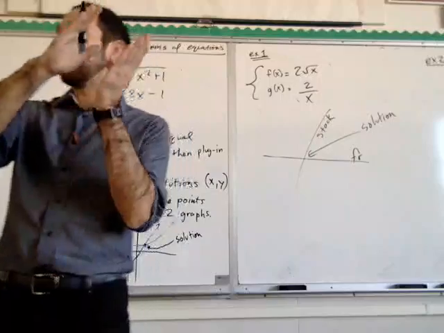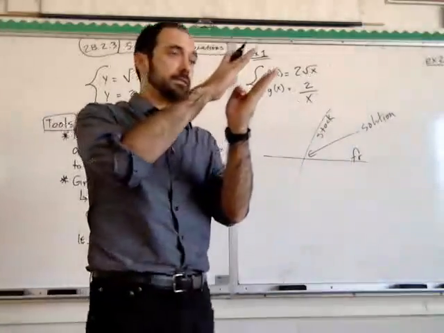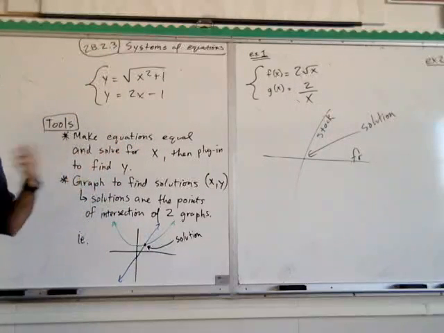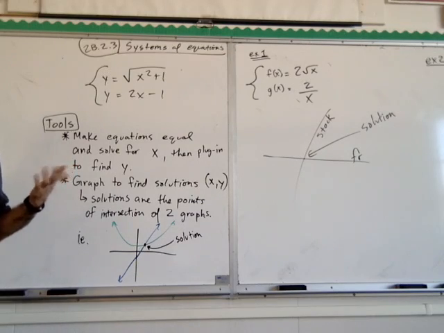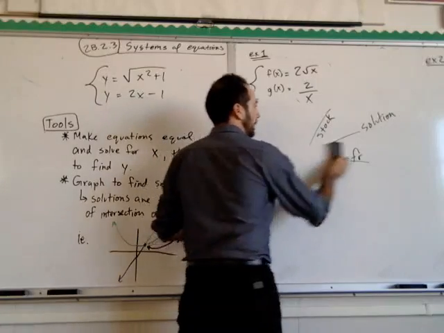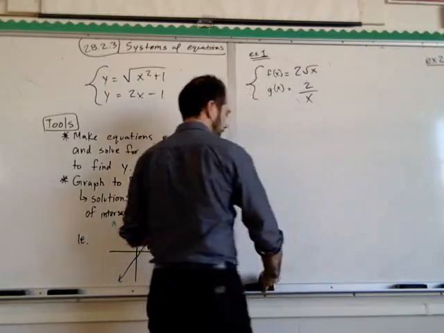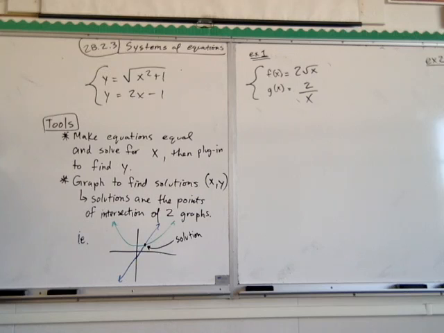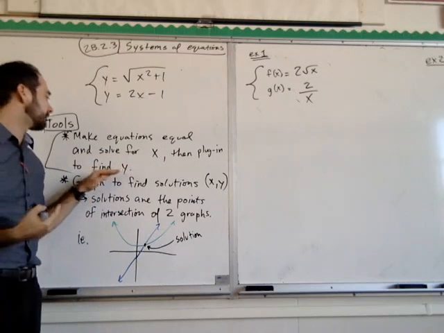They may not intersect. If two lines are parallel, do they intersect? No. In Euclidean geometry, they don't intersect. So if they don't intersect, we don't have a solution. Fruit Ridge and Florin never intersect. No solution for those. But when we graph, we're looking for where they intersect. And when we solve algebraically, you're making them equal to each other and solving for x, plug it in, find your y, or vice versa. So the main tool is to make the equations equal. Solve for x, then plug in to find your y.